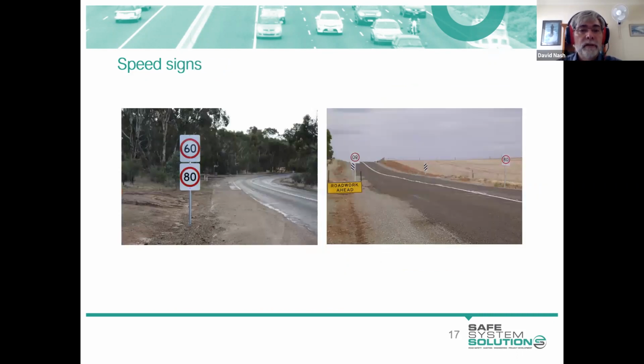And pretty clearly, don't do stupid things like this. Is it 60? Is it 80? Is it 8 kilometres an hour on one side of the road and 80 kilometres an hour on the other side of the road? Clearly, those things shouldn't happen.